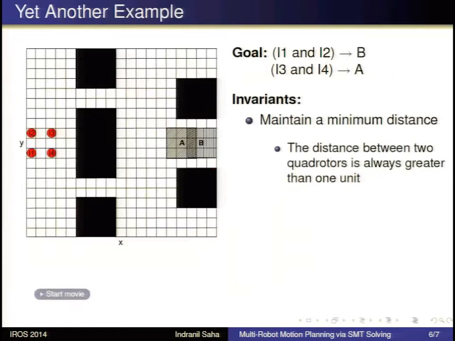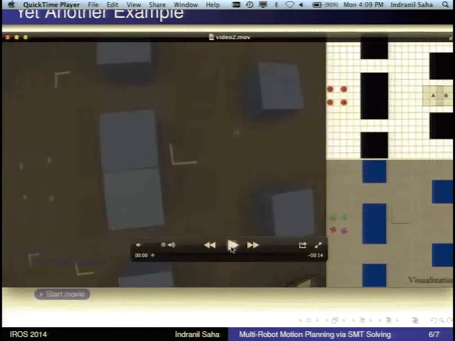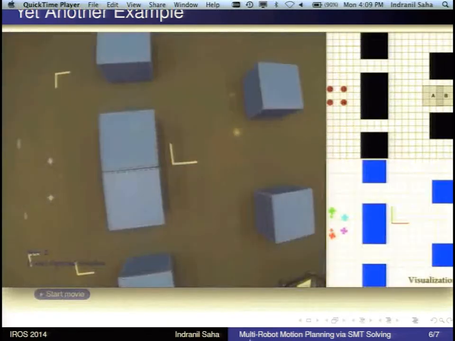And finally, I will show another example. Here, we again have 4 robots, and the first 2 robots have to move to anywhere in location B, and the second 2 robots will move anywhere in location A, and they have to satisfy this minimum distance requirement. And here you see how the robots are moving, satisfying the requirements.